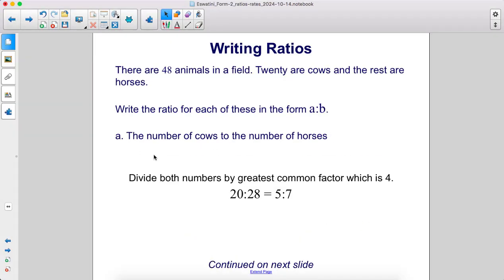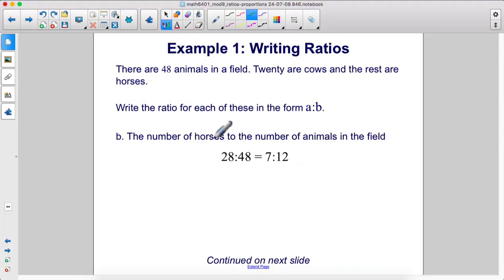Alright, for A, the number of cows to the number of horses, we're going to divide both numbers by the greatest common factor, which is 4. So cows, there's 20 cows, so 20, to the number of horses. So how many are left? Well, 48 minus 20 is 28, so there must be 28 horses. So the ratio is 20 to 28, but if we divide both sides by 4, we get a ratio of 5 to 7.